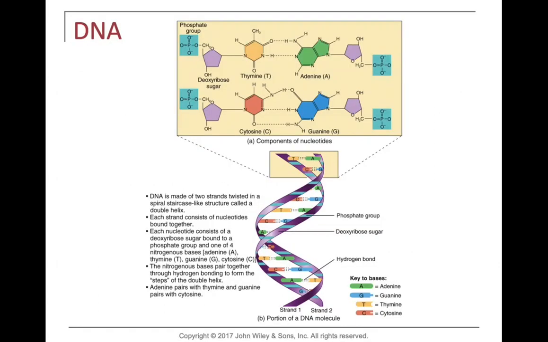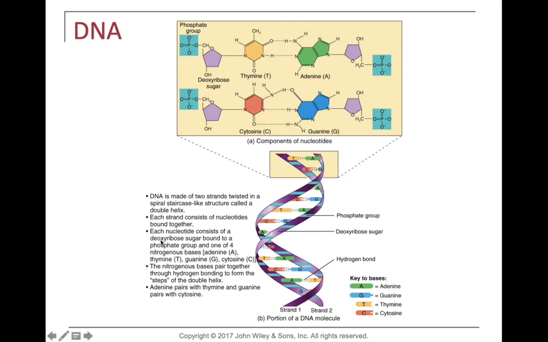And again, here's your DNA. You can see DNA is made up of two strands twisted in that spiral staircase-like structure called the double helix. And each strand consists of nucleotides that are bound together. They're bound together by hydrogen bonds, right? So if those hydrogen bonds become damaged, you could do a lot of damage to your DNA.